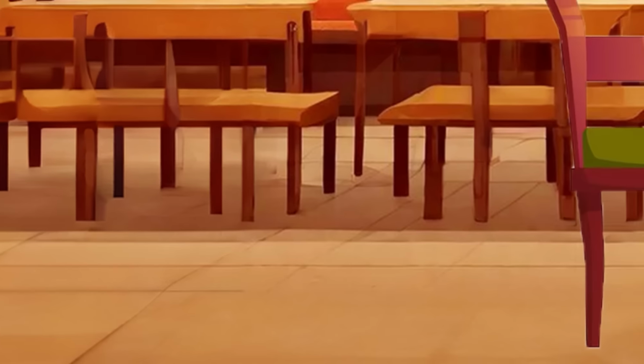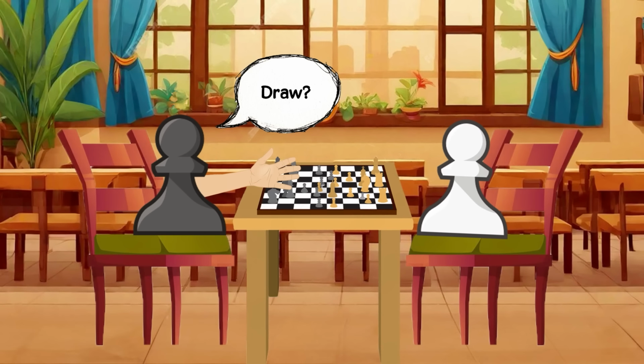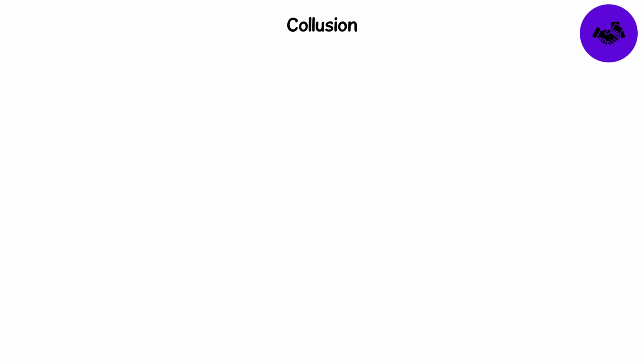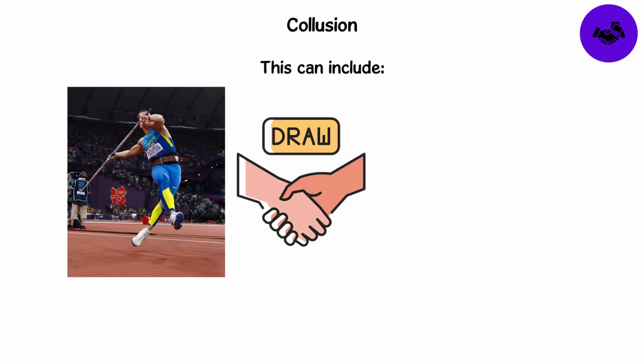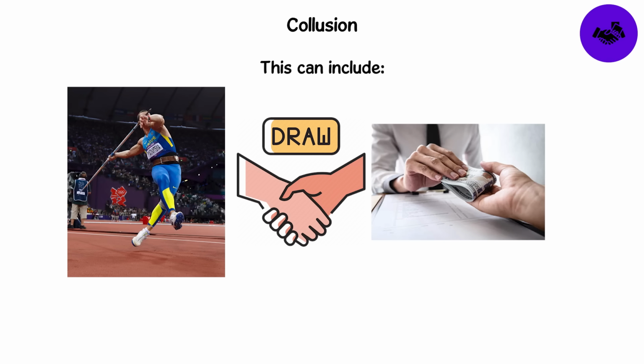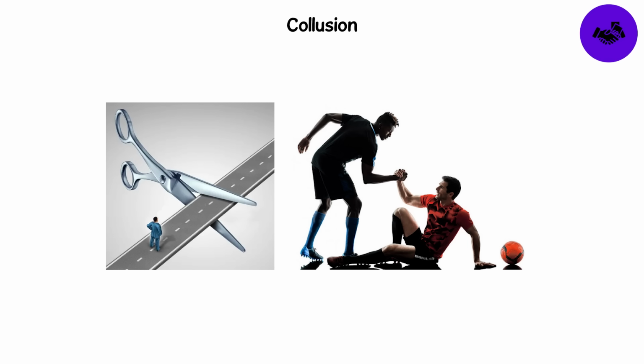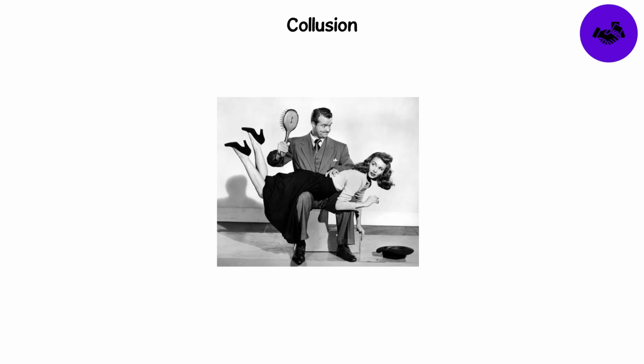Collusion. Collusion involves two or more players working together to manipulate the outcome of a game. This can include agreeing to draw, throwing games, or coordinating to ensure a specific player wins. Collusion undermines the integrity of competitive play and is heavily penalized when discovered.